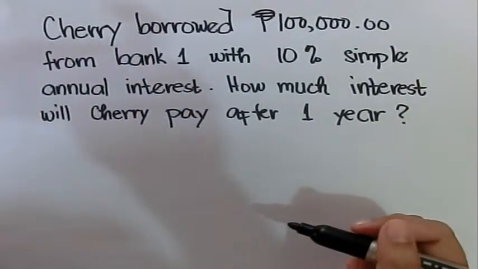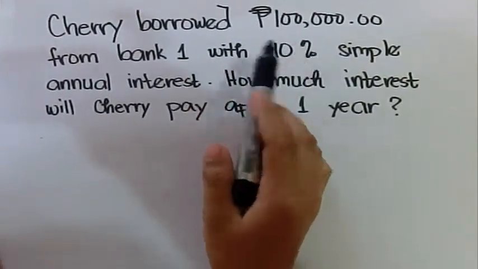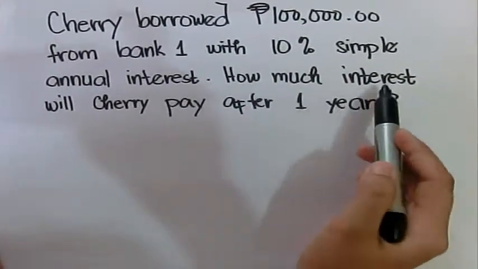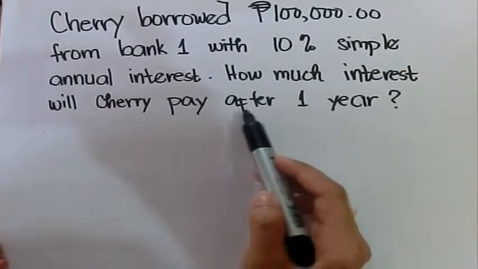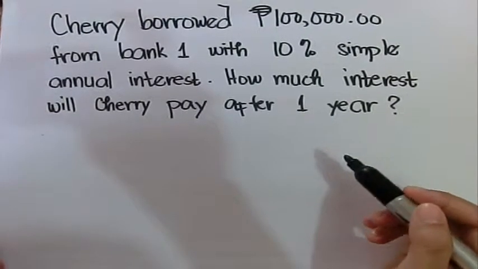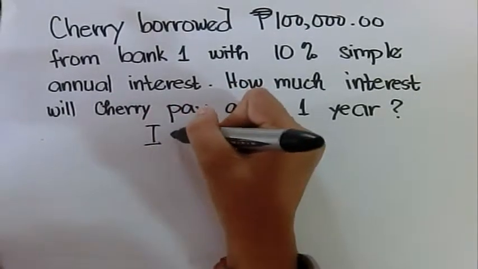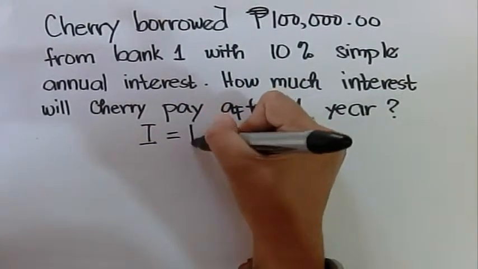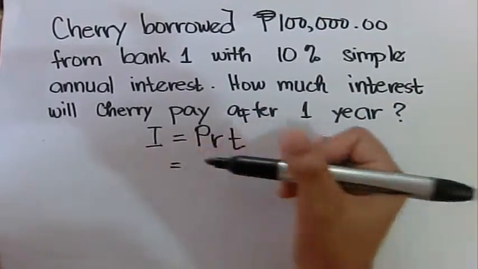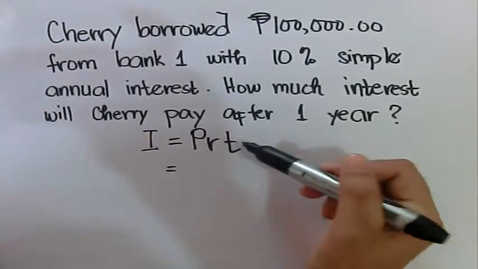Okay, now this is our problem. Cherry borrowed 100,000 pesos from Bank 1 with 10% simple annual interest. How much interest will Cherry pay after 1 year? So we are going to use the simple interest formula. So we have I, or interest, is equal to the principal times the rate times the time. So just substitute the values of the principal amount, the rate, and the time.